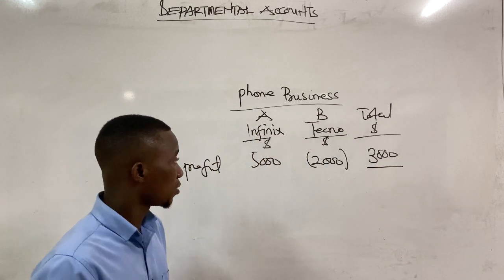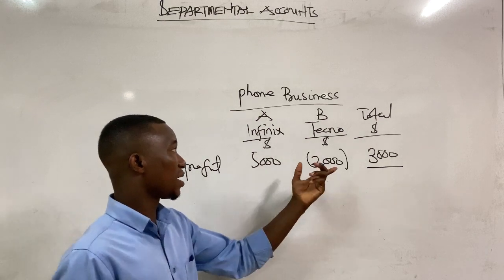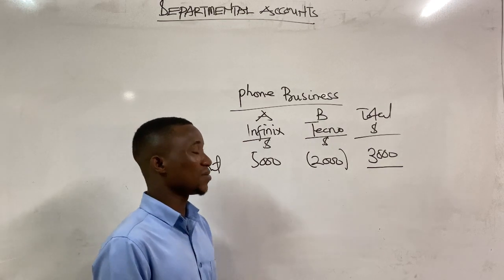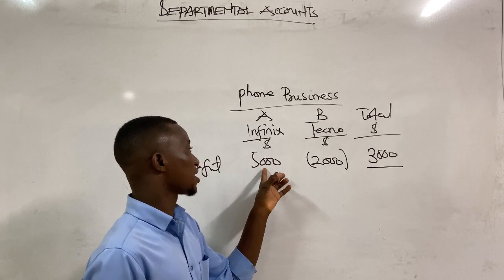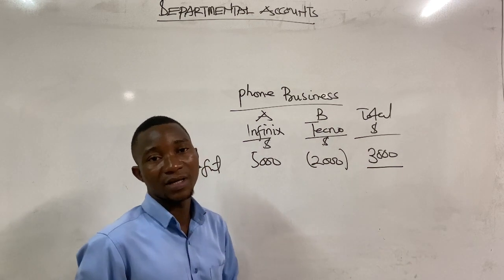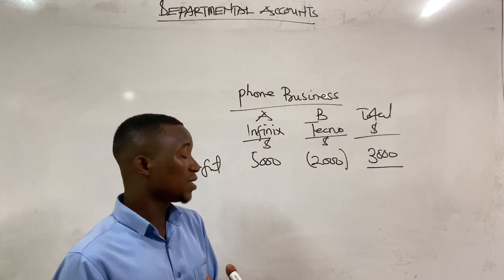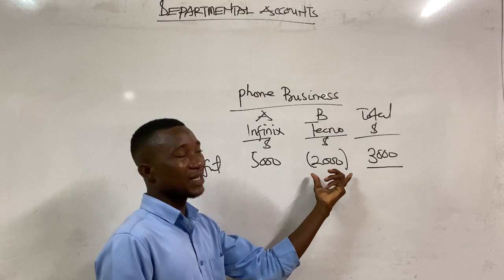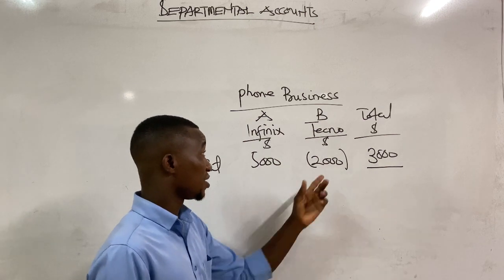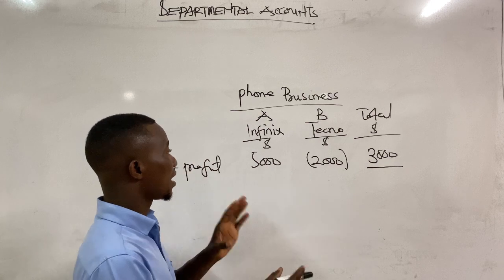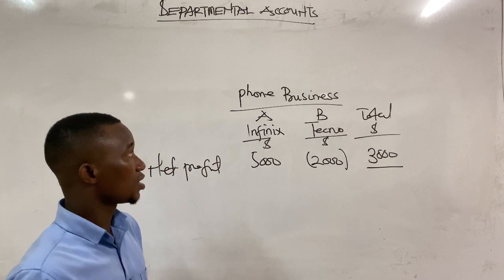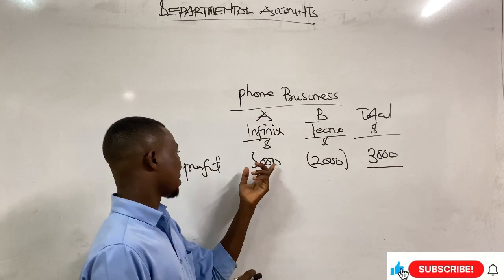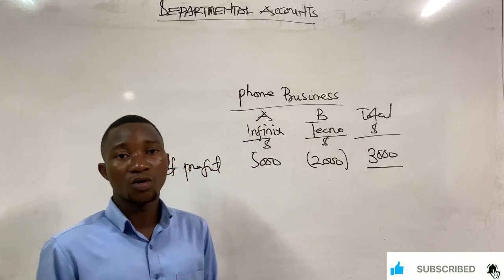So we prepare the departmental income statement for each department to ascertain the contribution of each department towards this net profit. Is that okay? If we realize that department B keeps making a loss, then it will be prudent for management to close down department B and shift the resources to department A in order to increase the profitability of the business. Or management can decide to put measures in place to improve the profitability of department B. Is that okay? So basically, this is the concept of departmental accounts.